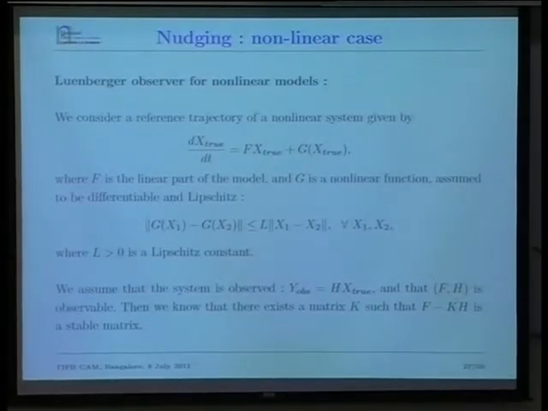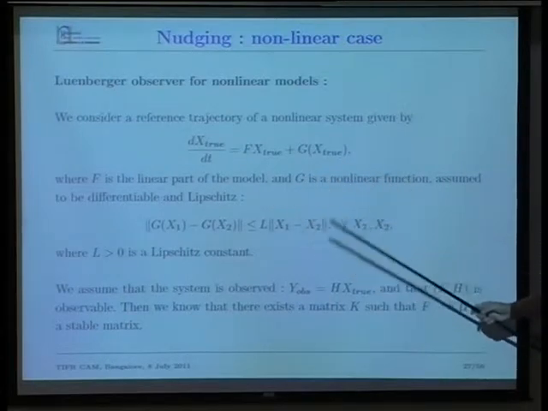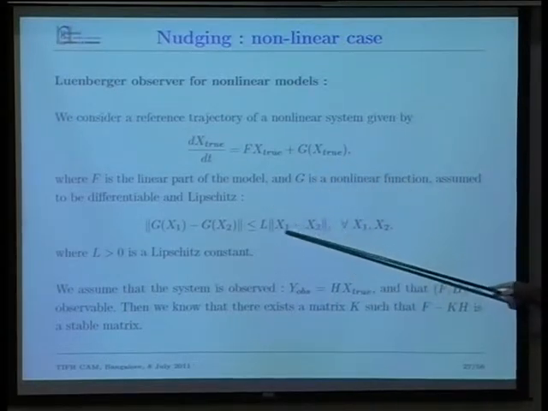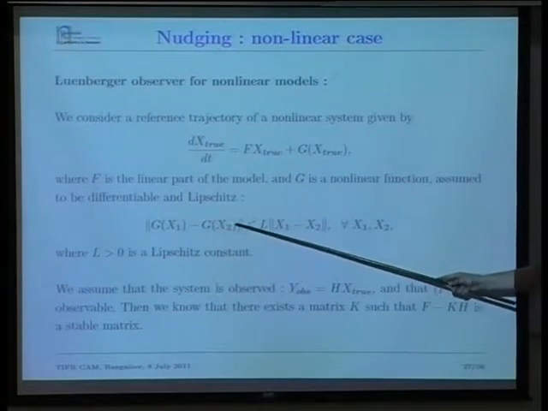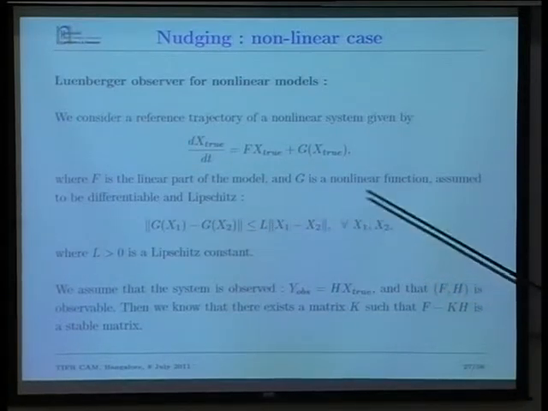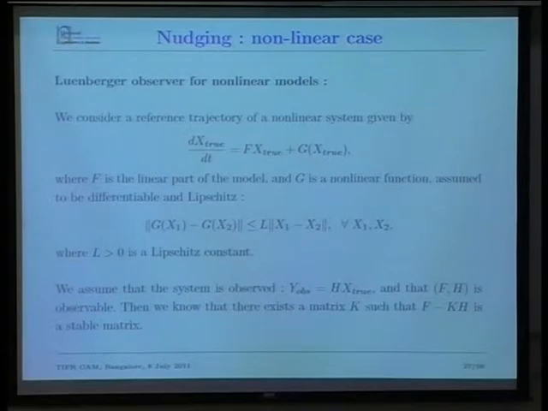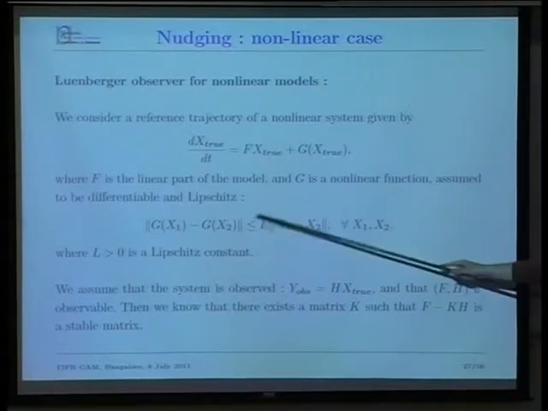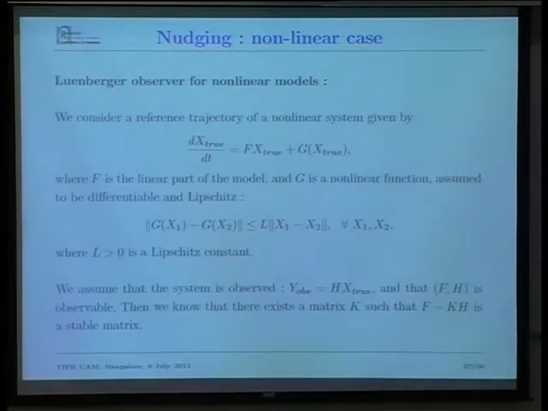Okay, so we assume that G, the nonlinear part of the model, is differentiable and Lipschitz. So it means that the norm of G(x1) minus G(x2) is smaller than L times the norm of x1 minus x2, for a given positive Lipschitz constant. Or we can use an equivalent definition with the derivative of G, which is bounded by L.